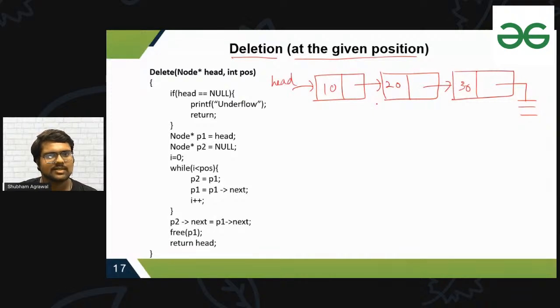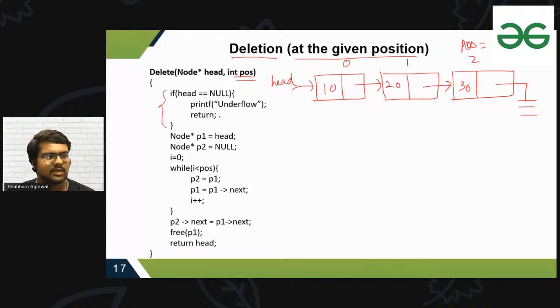Let's suppose that pos is equal to 1. So I want to delete this node. Let's suppose that positions start from 0, so 0, 1, 2. I want to delete the node at first position. First I will check for the underflow condition. Head is not equal to null, so we will not enter this if condition.